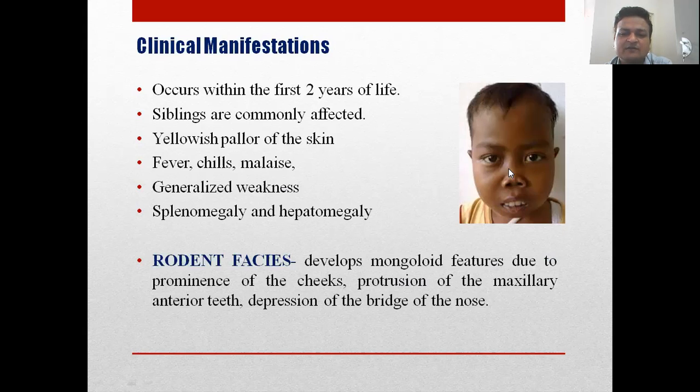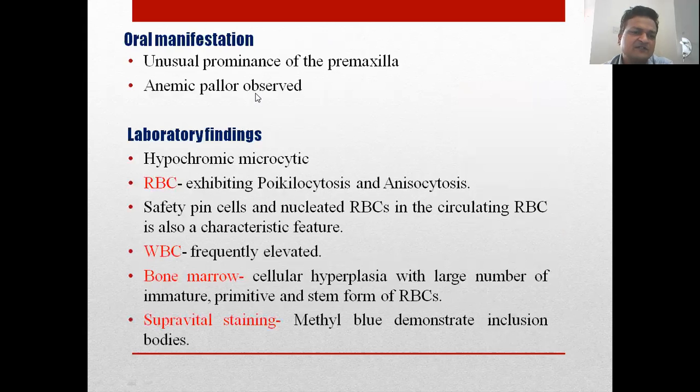See, the bridge of the nose becomes depressed. This is the symptom of what? Thalassemia. In the oral manifestation, unusual prominence of the premaxilla and anemic pallor are observed. Laboratory findings: hypochromic macrocytic picture, RBC, WBC, bone marrow assessment, cellular hyperplasia with a large number of immature or primitive stem cells of the RBCs. अब assessment करना है. Supravital staining, methylene blue, to demonstrate inclusion bodies should be conducted in thalassemia cases.